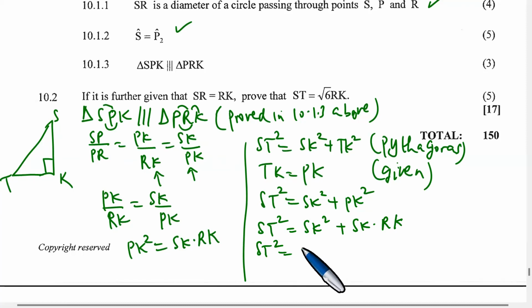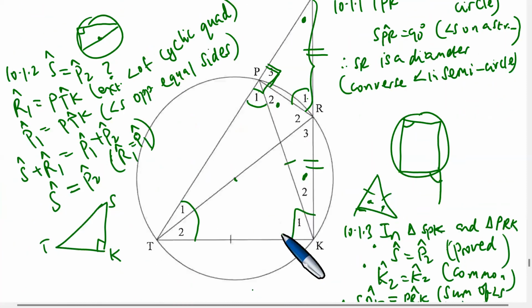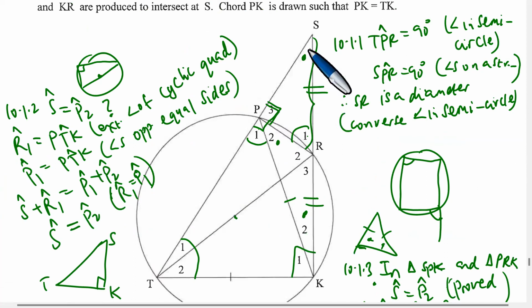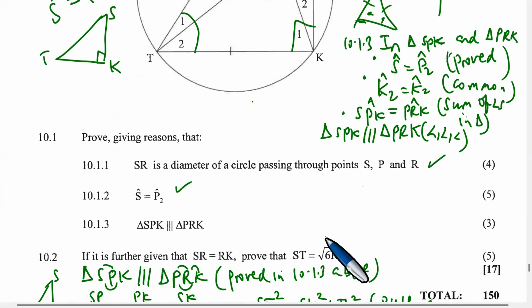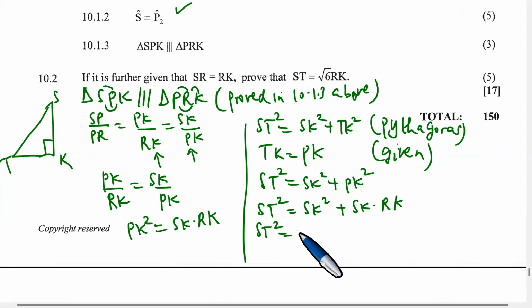What is SK? SK can be seen differently. Let's look at SK. These two guys are equal to each other. So wherever there is SK, we can put double RK. SK is double RK. SK becomes double RK, and then you square this.